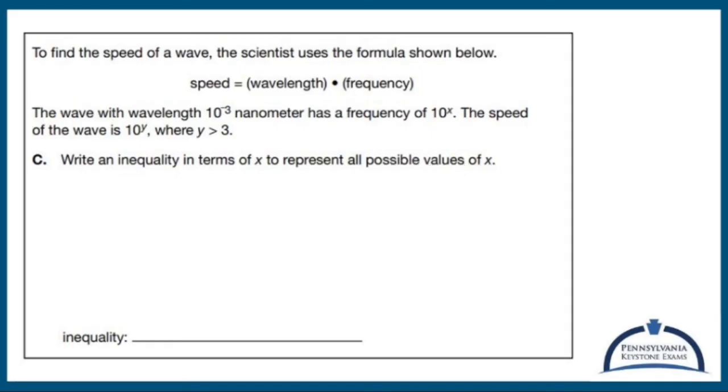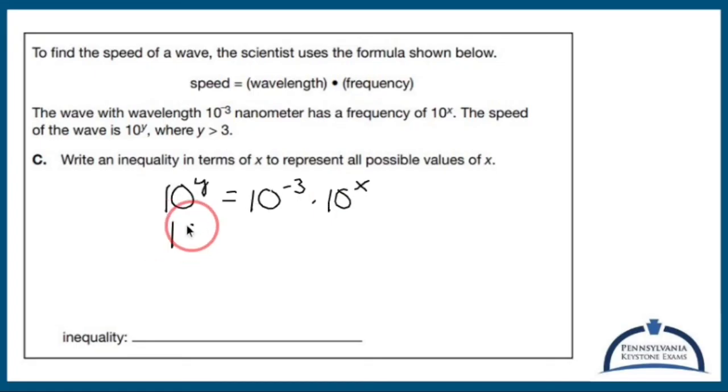All right. So let's see what we have to do here. Speed is 10 to the y. Wavelength gives it to us: the wave with the wavelength 10 to the negative third, so it equals 10 to the negative third times frequency, which is 10 to the x. All right. Clearly, they don't want it to look like this. And I noticed that everything has a base of 10.